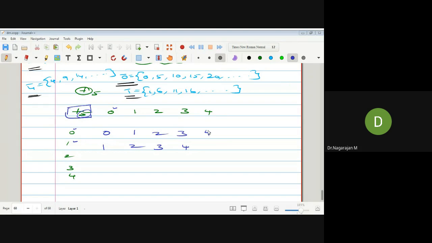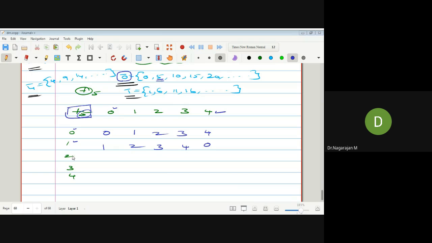1 plus 4 is 5, but the result is contained in 0. Yes, 0. It's very, very important. So next calculation, same idea using this concept only.